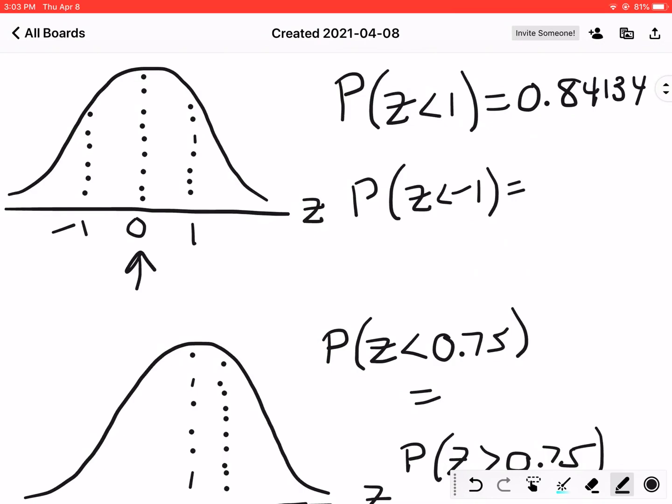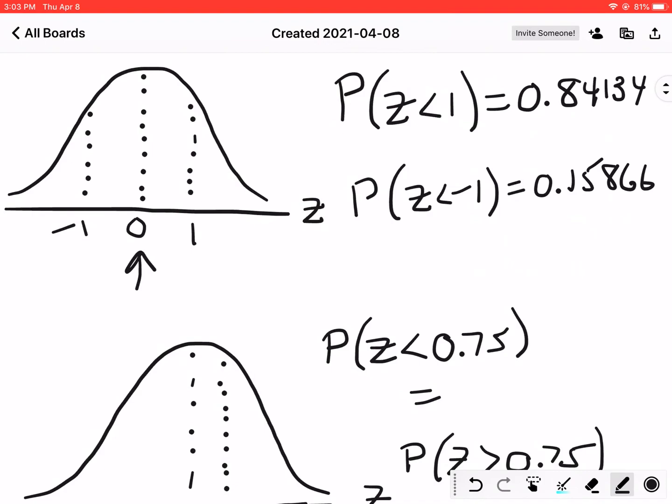Let's say I wanted to find the area or the probability of Z being less than negative 1. In other words, this area down in there. Well, you're going to look up in the table where Z equals negative 1, and again it's negative 1.0, so look in the first column, and you should see 0.15866. So that's how you look up things in the table.